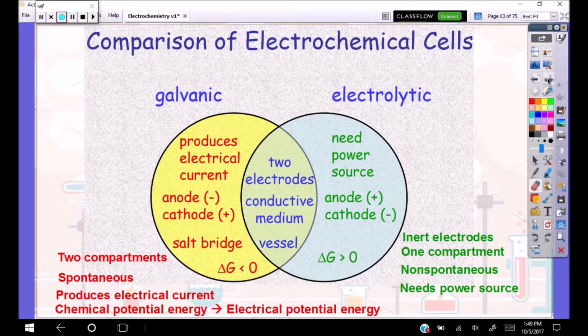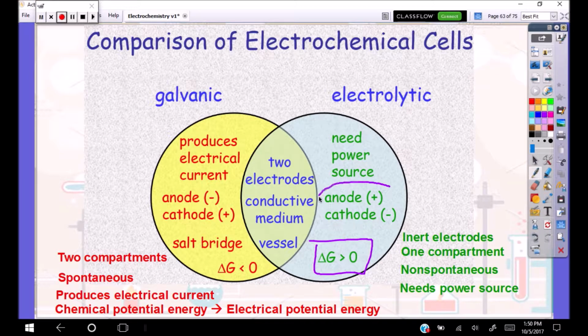This is a great little chart. I would pause here and just jot this down. It's very good at the comparison here. I talked about the electrodes already. It's inert electrodes usually for electrolytic cells. Something that's different is that it's in one compartment versus two compartments for a galvanic cell. We know that it's not spontaneous, and we know we need a power source. And I briefly said delta G is going to be greater than 0. That means it's not spontaneous.